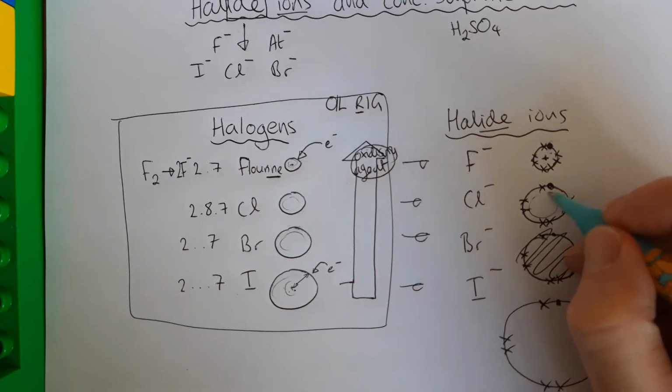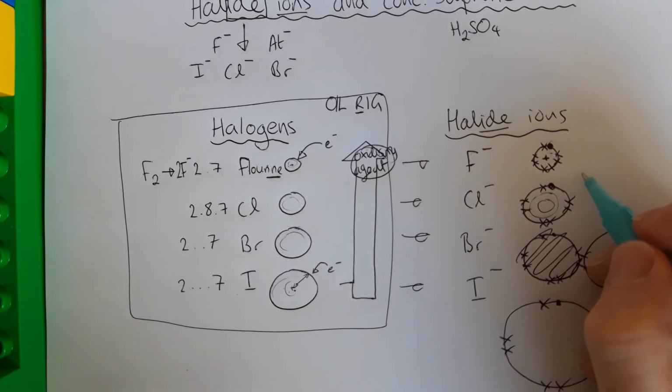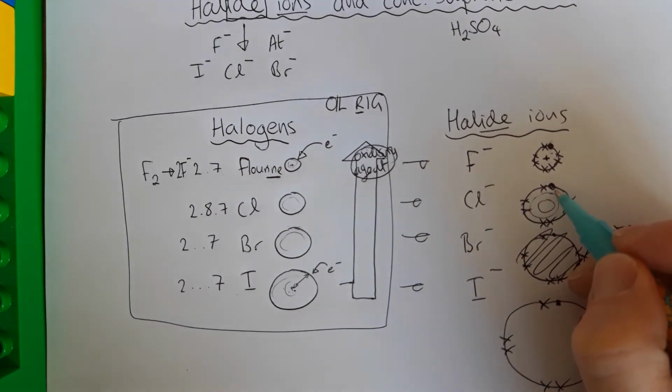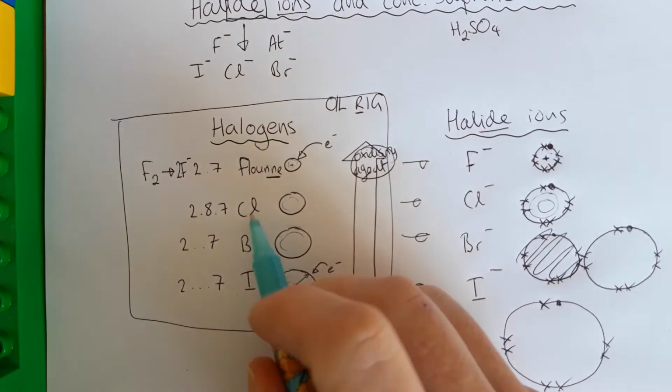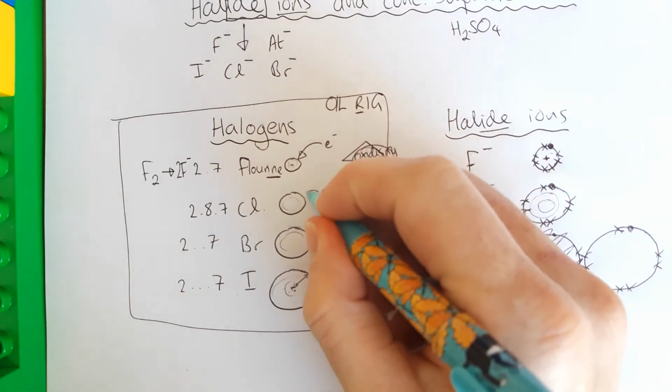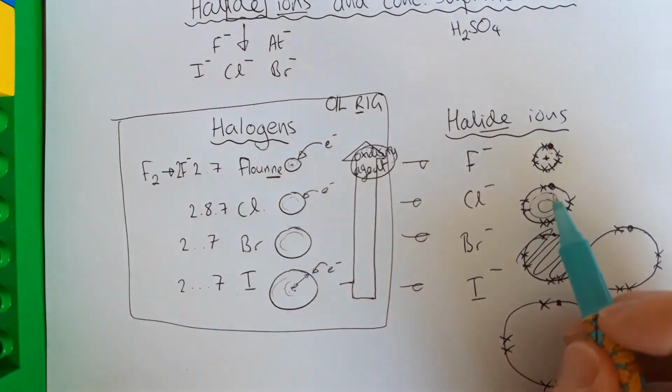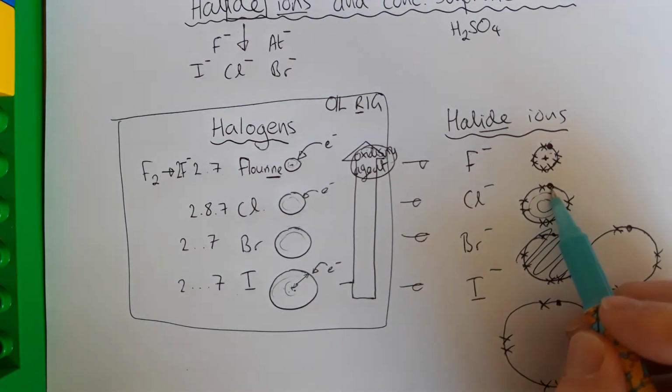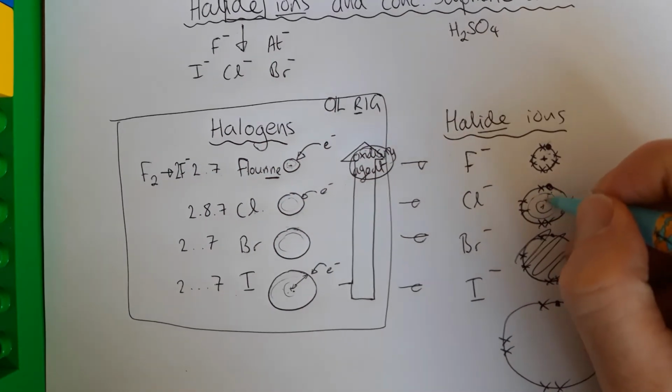Chloride, there's an extra shell of electrons in there. It also gains an electron pretty easily. In other words, chlorine gains an electron easily. It was a very good oxidizing agent. And once it's gained that electron, it doesn't want to let it go because there's a strong attraction here.